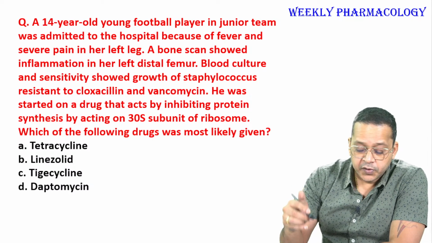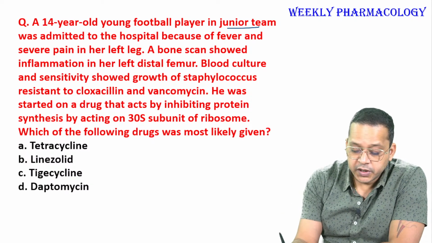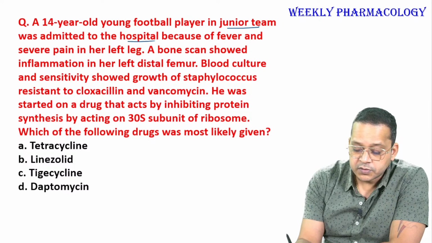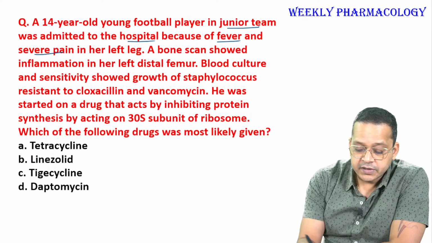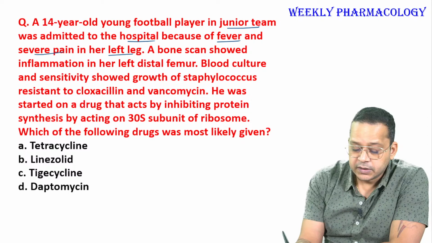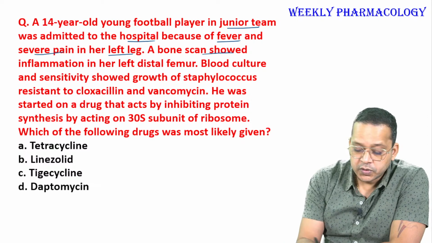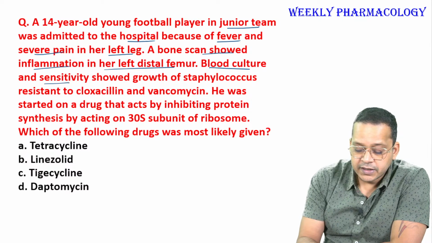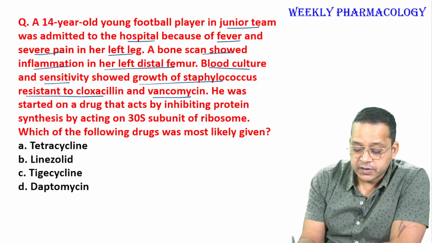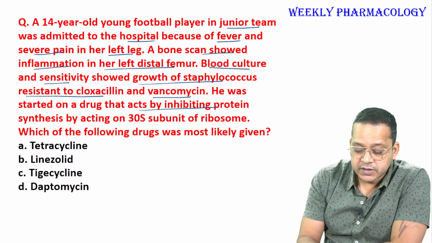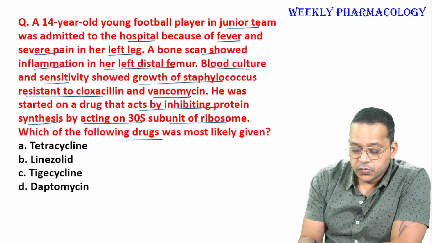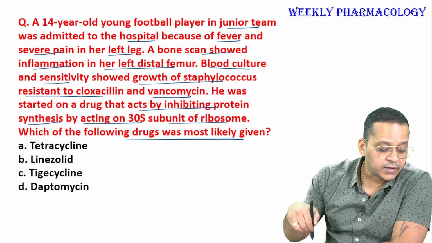Anyways, a 14-year-old young football player in the junior team was admitted to the hospital because of fever and severe pain in the left leg. A bone scan showed inflammation in his left distal femur. Blood culture and sensitivity showed growth of staphylococcus resistant to cloxacillin and vancomycin. He was started on a drug that acts by inhibiting protein synthesis by acting upon the 30S subunit of the ribosome. Which of the following drugs was most likely given?